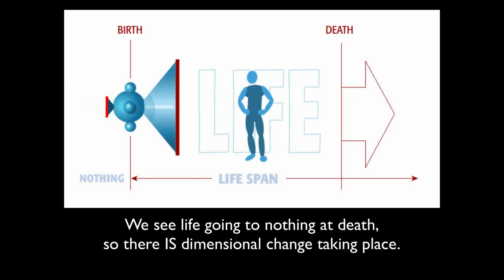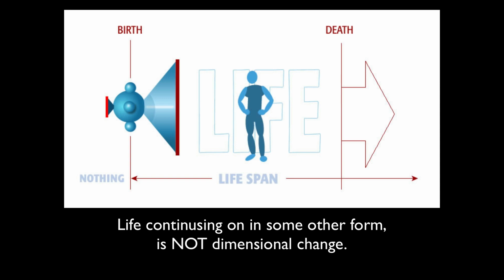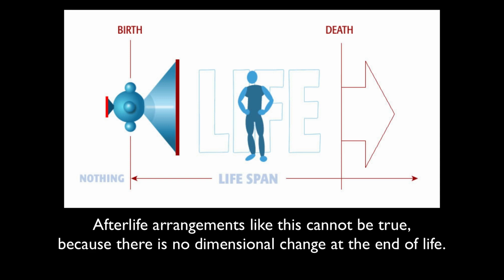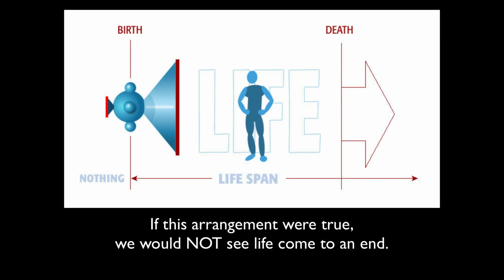We see life going to nothing at death, so there is dimensional change taking place. Life ending is dimensional change. Life continuing on in some other form is not dimensional change. Afterlife arrangements like this cannot be true because there is no dimensional change at the end of life. If this arrangement were true, we would not see life come to an end. Life coming to an end is dimensional change.